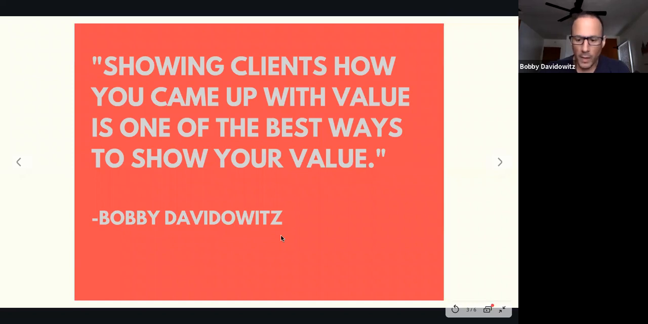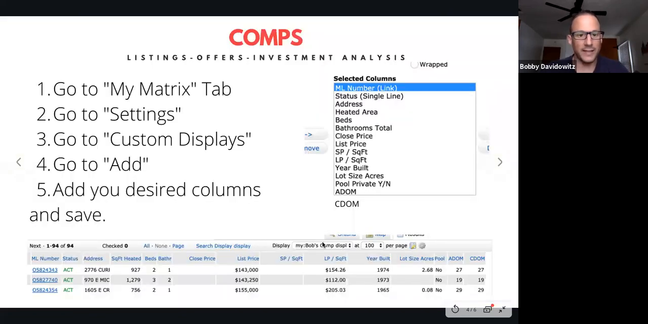So coming up on the next thing. Here's something that I'm going to show you how to do real quick. This is based on the Stellar MLS, the one that we use in Central Florida. But if you want to take a screenshot or a picture of this, this is the step-by-step of how you actually create a display.